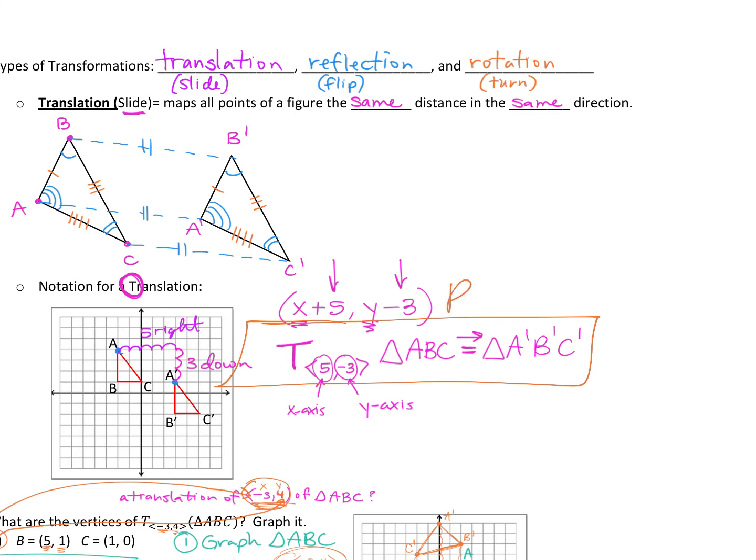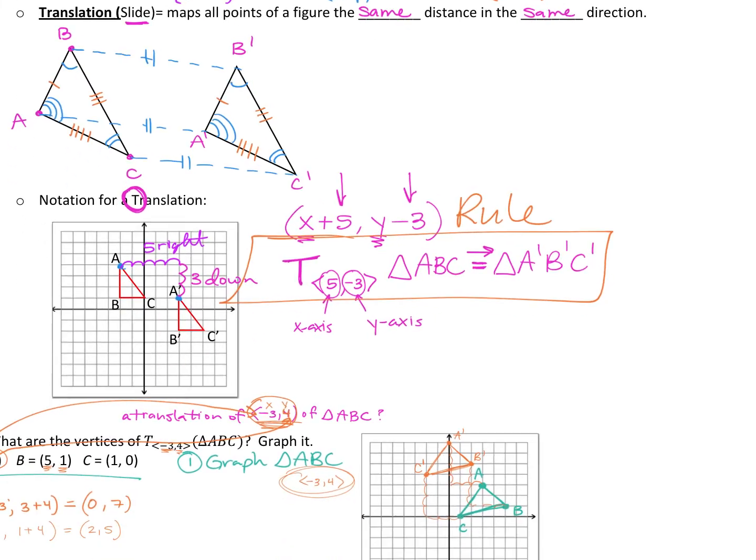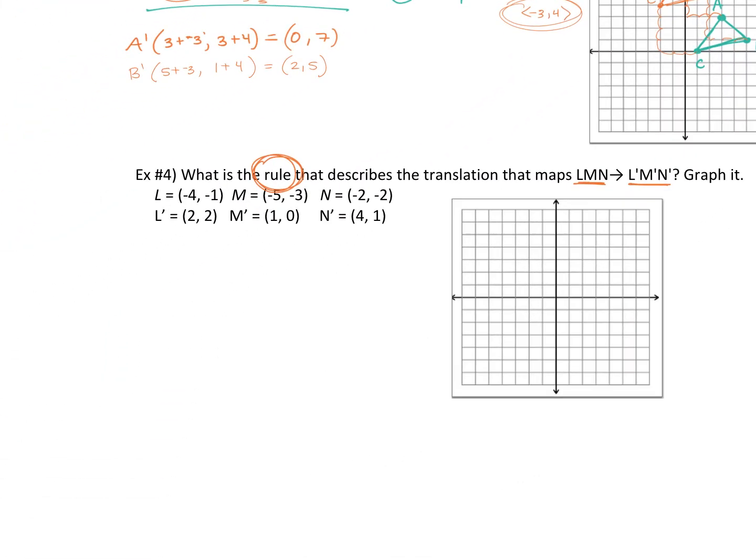Okay, this is your rule, if you will. So you're going to write a rule for a translation that takes this triangle onto this triangle. The first thing you want to do is graph them both. So L is at negative 4, negative 1. And it's super important that as you graph these, you label them because you need to see what corresponds to what. Okay, so that's point L.